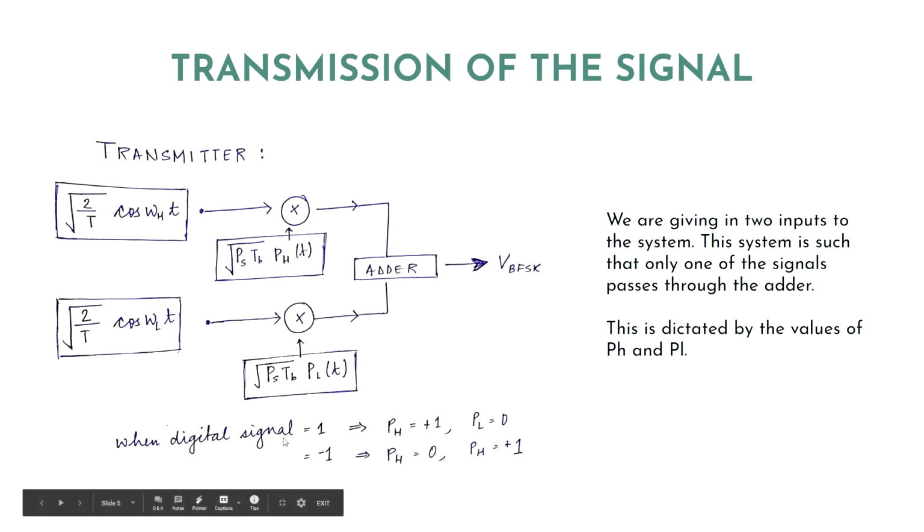Now when the digital signal is equal to 1, then the value of pH equals +1 and the value of PL equals 0. In this case, only the signal with the high frequency passes, the one with the omega h term. When the digital signal is at -1, then pH equals 0 and PL equals +1. In this case, this signal passes. So you can see that which signal passes is dictated by the values of pH and PL.